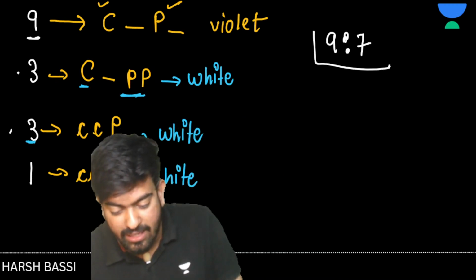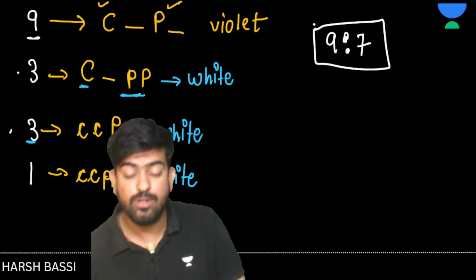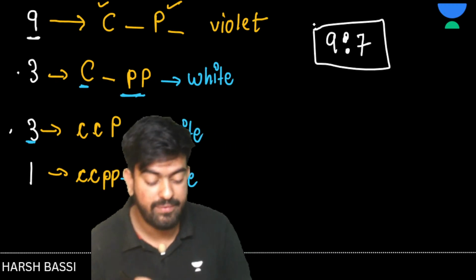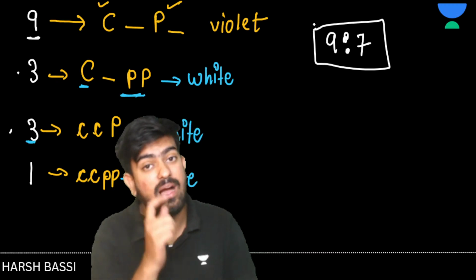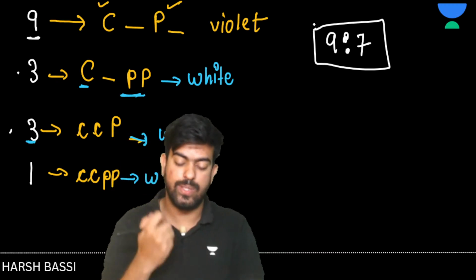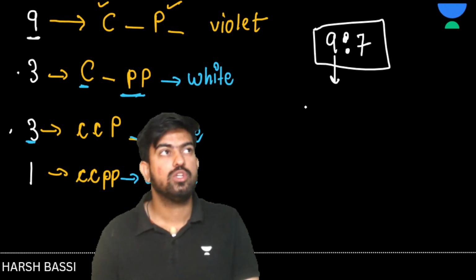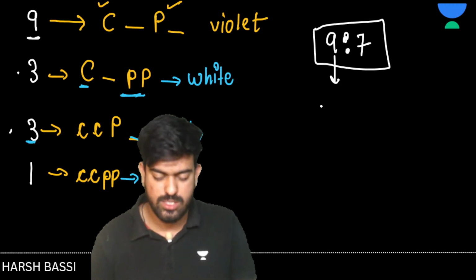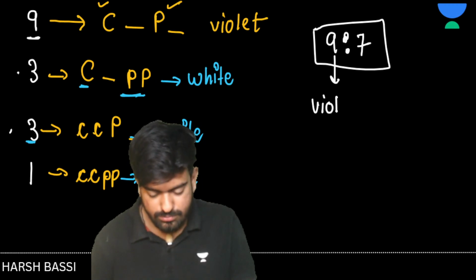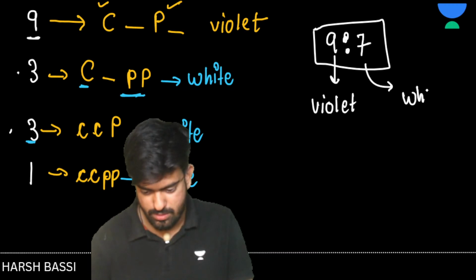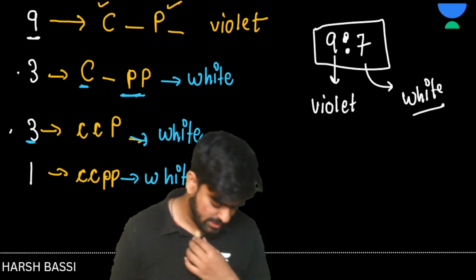So here the phenotypic ratio will be changed. This ratio is for complementary gene interaction, which is found in Lathyrus odoratus, sweet pea. So this 9 is violet, and the 7 is white in color. Right? The 7 is white in color.